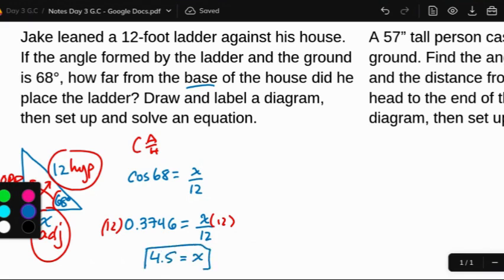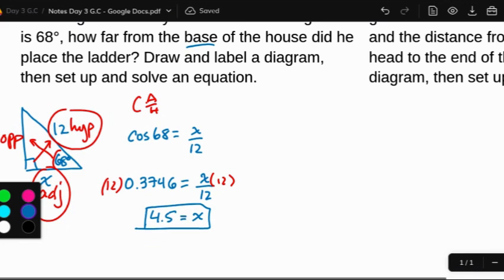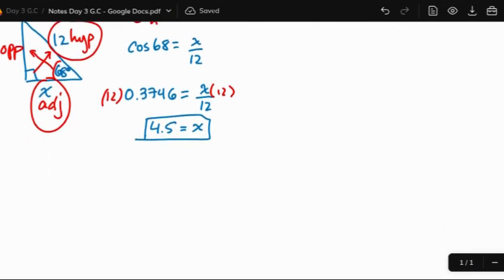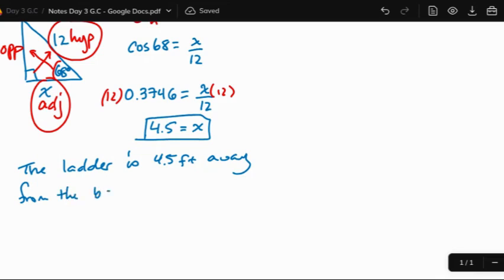A lot of students stop here. We're not asking you to solve for x. We're asking how far from the base of the house did he place the ladder. So we do expect you to answer in a complete sentence in some form or another. So the ladder is 4.5 feet away from the base of the house.